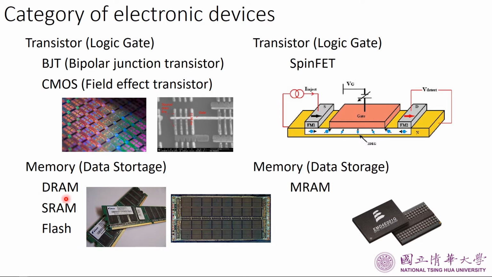For example, DRAM, SRAM, and flash memory are widely used in daily life. Although they have the same functions, their working principles are totally different, and therefore different types of memory have their own advantages and drawbacks, and will be used in different situations.